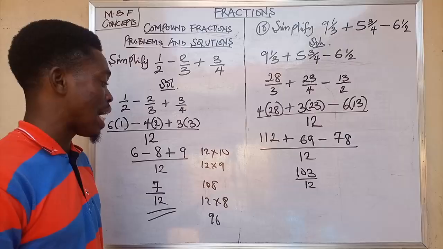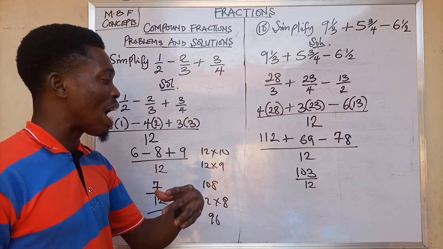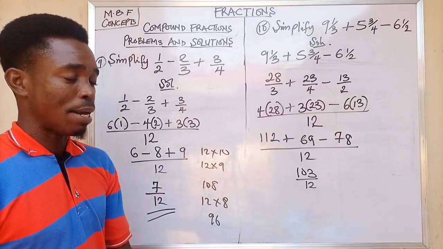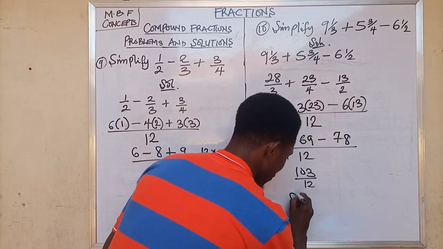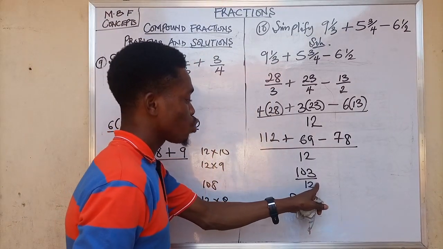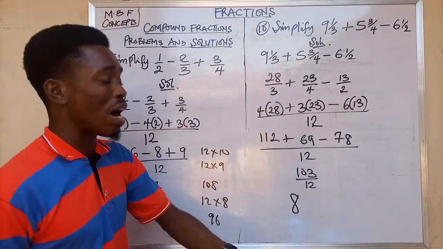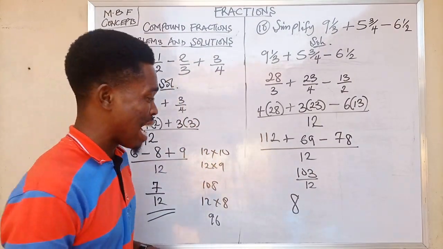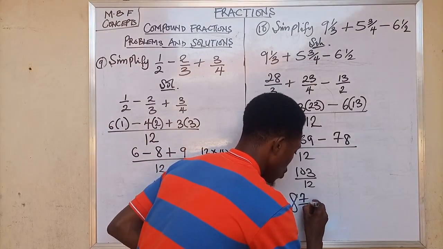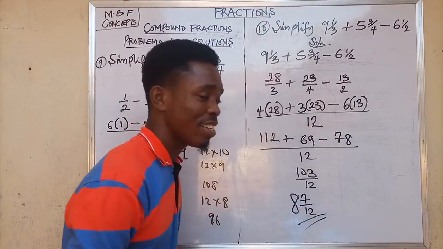So what do you do? That 12 will go into 103 8 times. So we are going to put down 8. Then multiply 12 by 8. That will give us 96. Now remove 96 from 103. You are going to have 7 over 12. Hope this is taken.